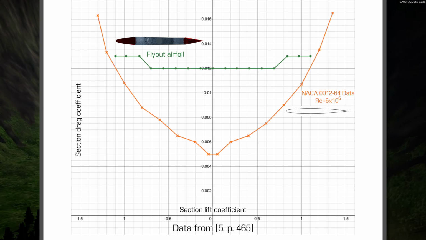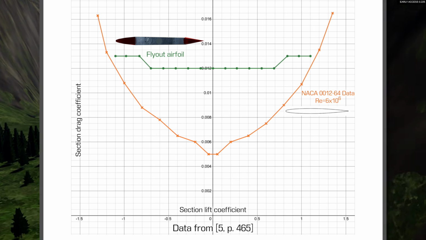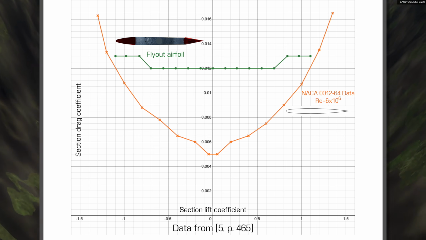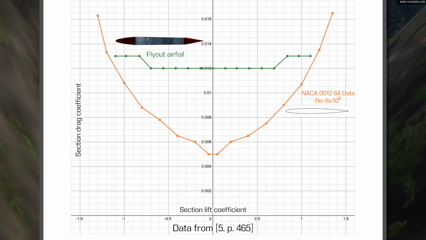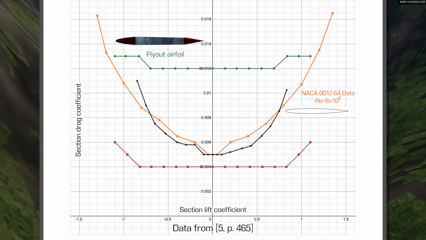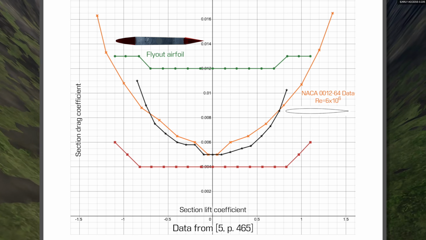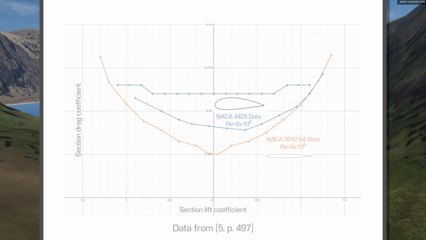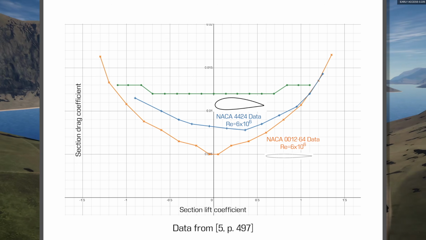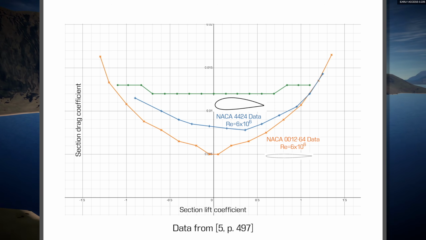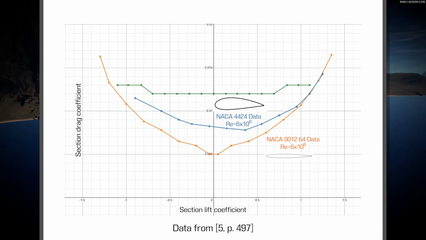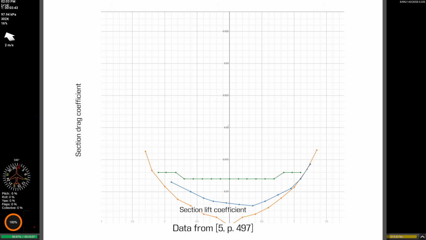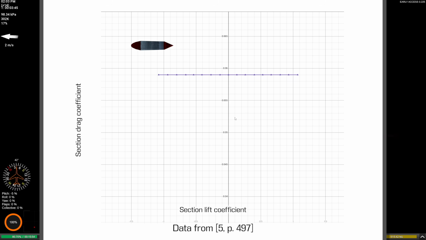Moving on to an airfoil with average thickness, we can see that for this airfoil shape, Flyout's airfoil drag at lower lift coefficients is significantly higher than what one might expect. Here are the previous drag polars for comparison. Finally, we can see that the drag polar from real data on a thicker airfoil shows a slight increase in the drag coefficient compared to an airfoil of average thickness. The drag coefficient for a thick airfoil in Flyout, however, is significantly higher than it should be.